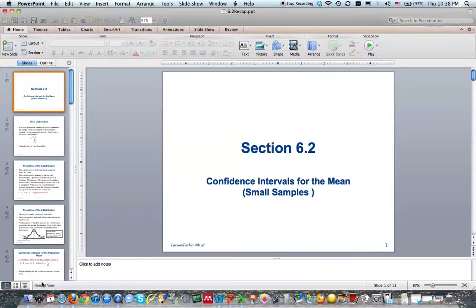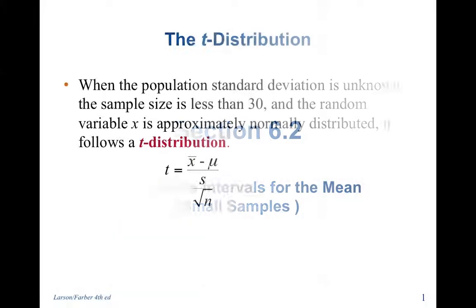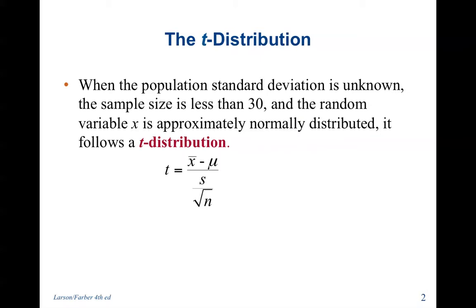Here's our section 6.2 recap. So for this section, we talked about the t-distribution, which is related to when the population standard deviation is unknown, the sample size is less than 30, and the random variable x is approximately normally distributed. It follows a t-distribution, and we can find that t as x bar minus mu divided by s, which is our sample standard deviation since the population is unknown, divided by the square root of n, where n is the number of samples. Critical values of t are denoted by t of c.